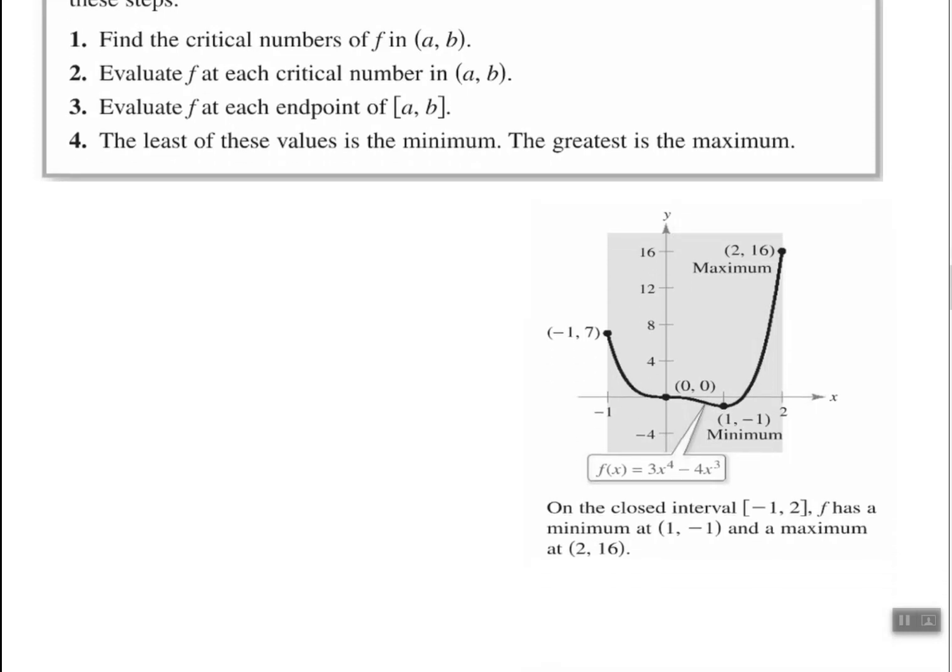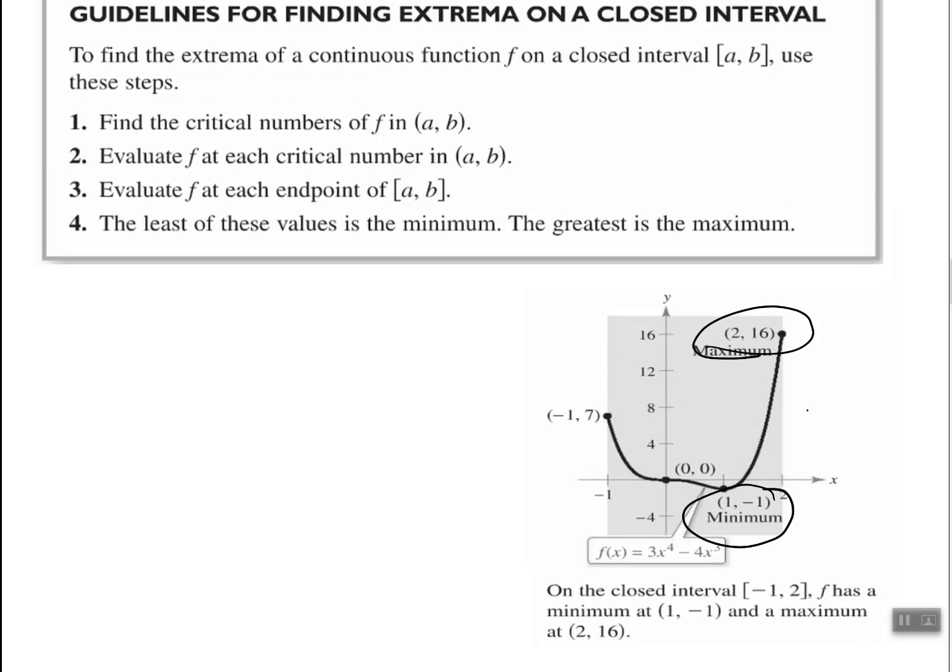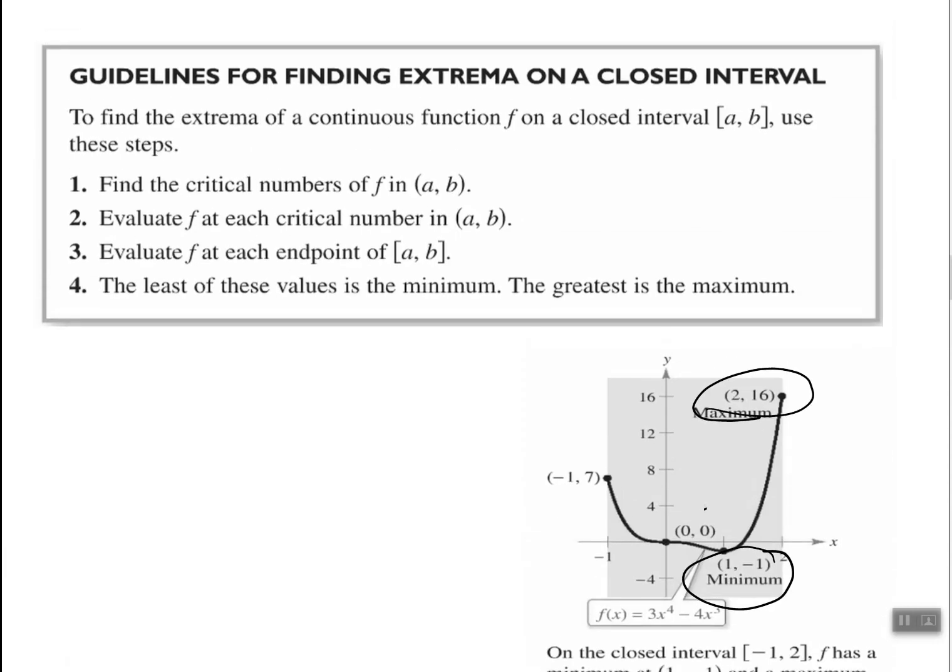So from a graph, you can see graphically that here we have a minimum at 1, negative 1, and then we have a maximum at 216 on this closed interval. All right, so let's look at this. And now, if you want to pause this and write it down, now would be the time to pause it and write these steps down.